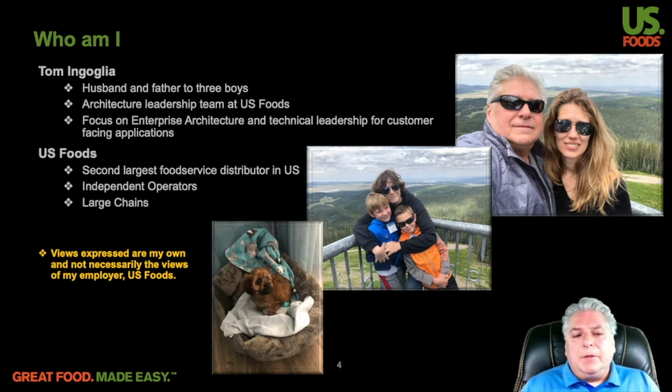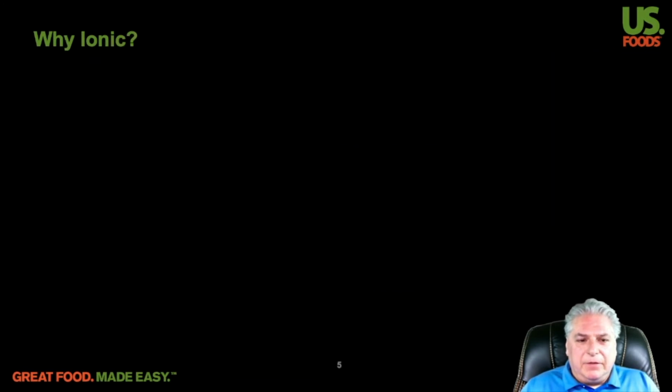So who am I? My name is Tom Ingoglia. I'm a husband and father of 3 boys and a little dog, and I am on the architecture leadership team at US Foods. My focus is on enterprise architecture and also technical lead on our customer-facing applications. If you didn't know, US Foods is the second largest food service provider in the United States. And if you eat in a restaurant, there's a good chance that the food delivered there was provided by our company. We're basically all across the United States. And then finally, of course, the disclaimer: the views expressed are my own and not necessarily those of my employer, US Foods. So let's dive right in here.